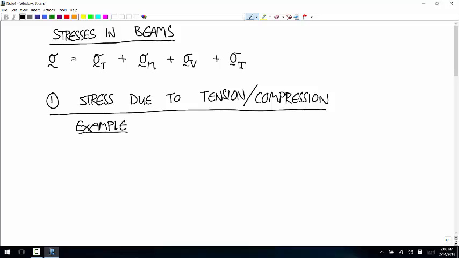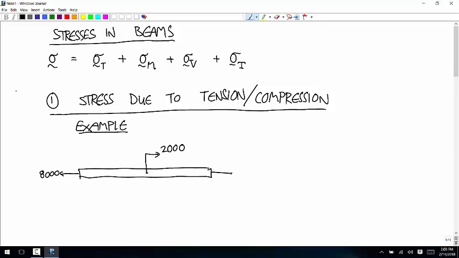So for example, let's say that we have this beam and we've already calculated the external loads. So let's say that there's 8,000 newtons that way on the left. And then at the center, there's 2,000 newtons to the right. And then at the right, there's 6,000 newtons to the right.